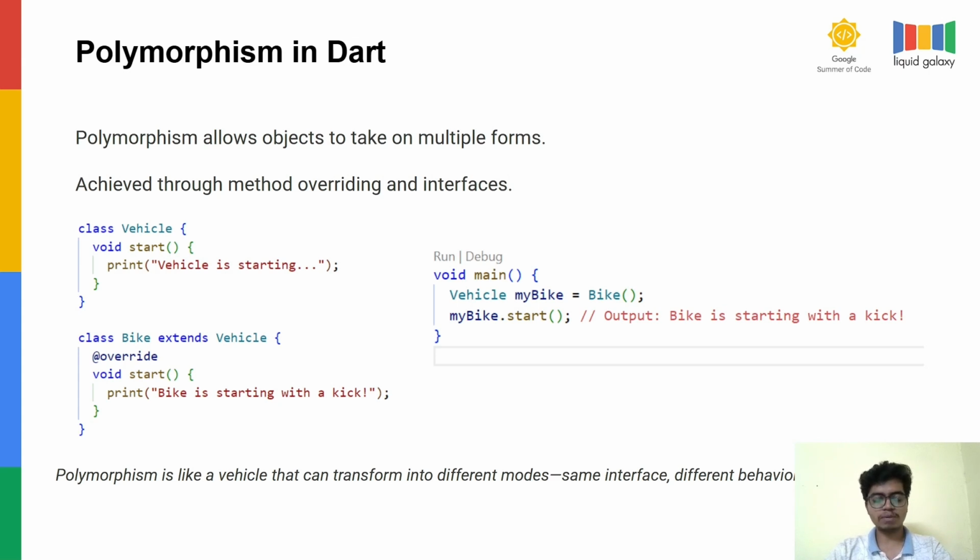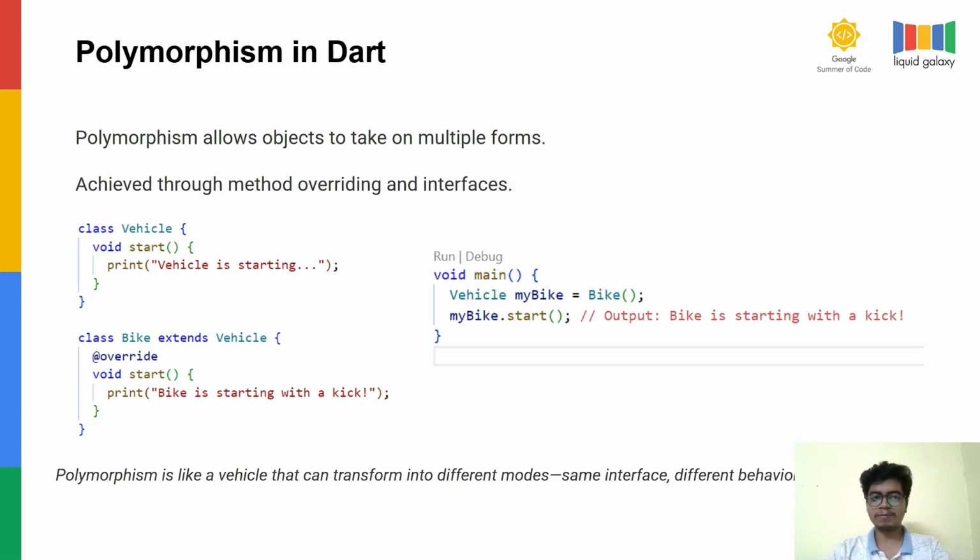Here, I have demonstrated one code. I have created a class named vehicle, and there is a start method in it, which is printing vehicle is starting. Now I have created another class bike, which is extending from the vehicle class, so I am using inheritance here. In the bike class, I am overriding the start function that I created in the vehicle class. So there is only one start method, and I am using it as a different form in the bike. That's how polymorphism works.